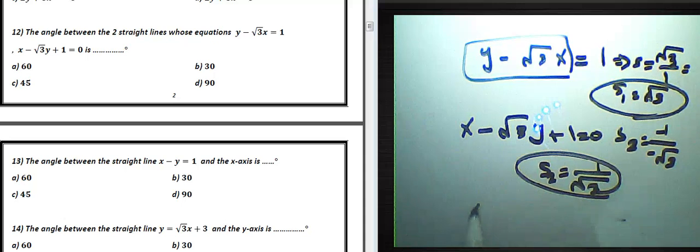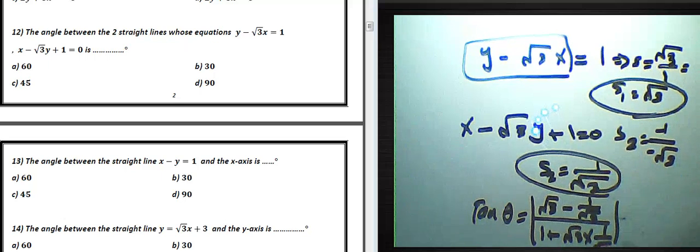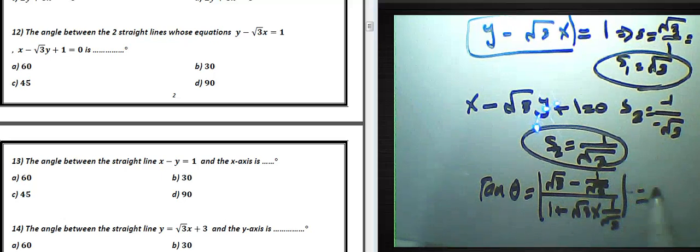Then you can write the rule here. Tan theta will be root 3, slope 1, subtract slope 2, over 1 plus slope 1 multiplication slope 2, which is root 3 times 1 over root 3. Okay, understood the rule? Slope 1 subtract slope 2 over 1 plus slope 1 multiplication slope 2. The result will be here what?